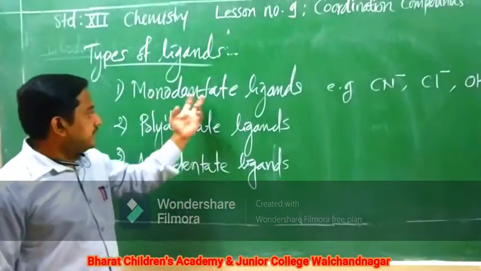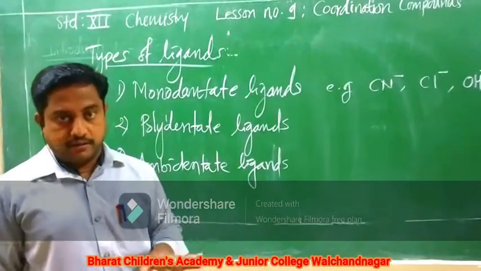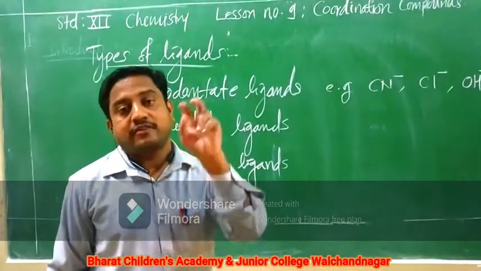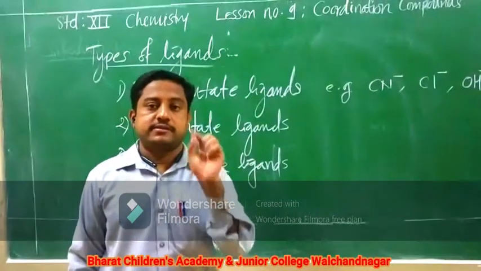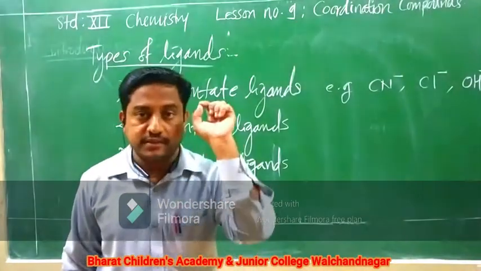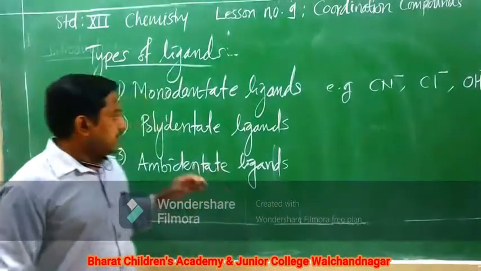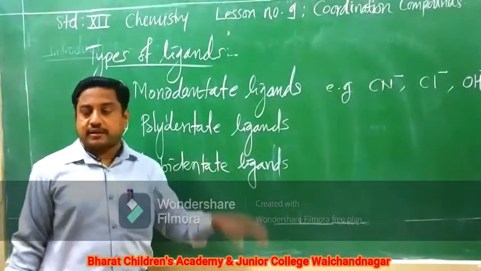Mono means single, dentate means toothed. So generally, monodentate ligands are the ligands which can attach to the central metal by a single atom, by a single tooth. It can attach to the central metal.